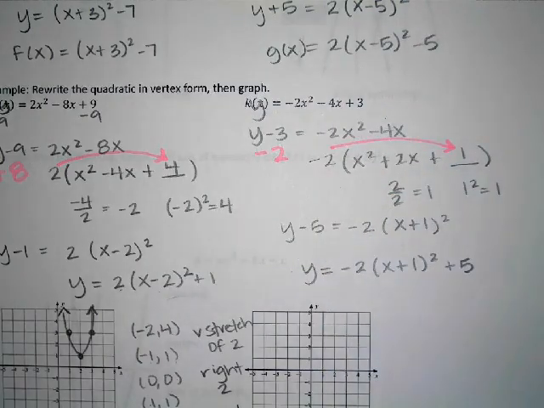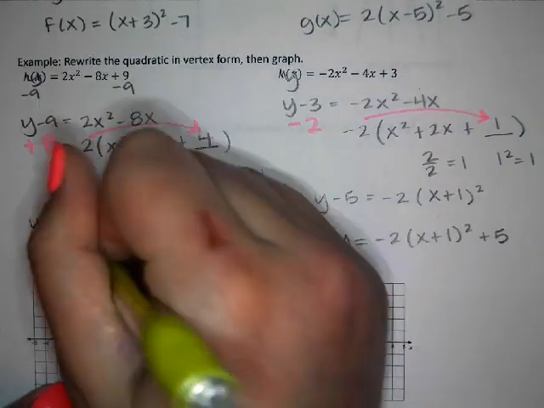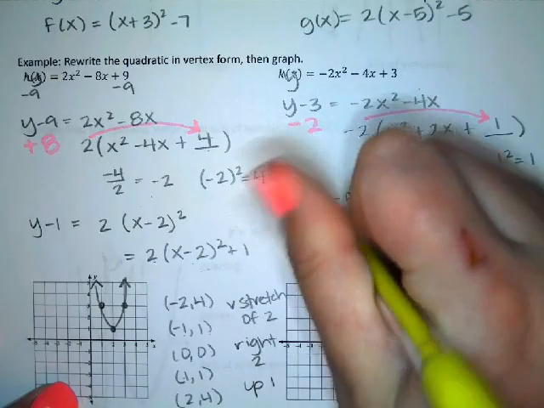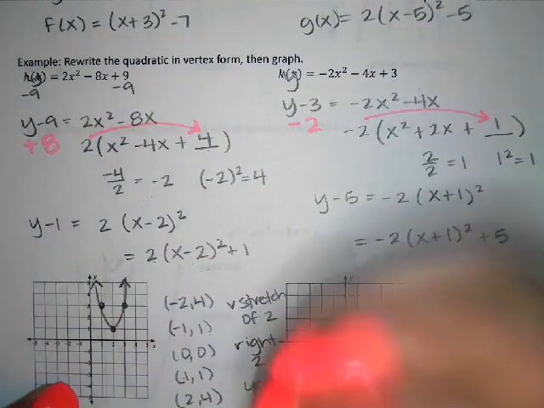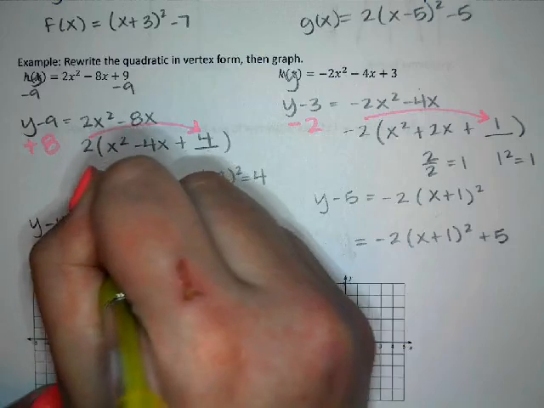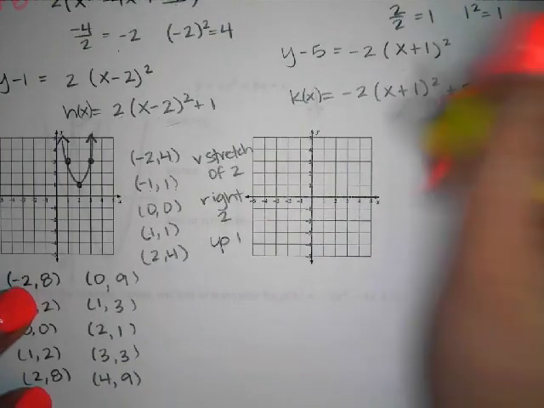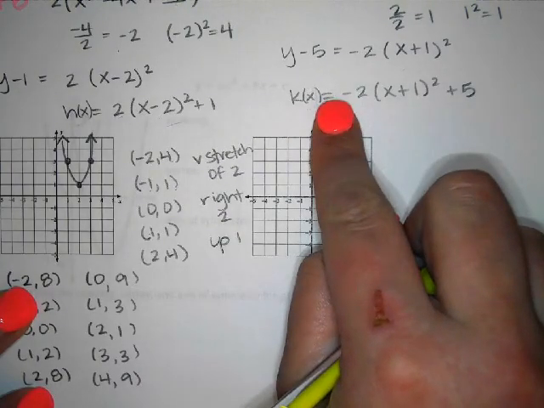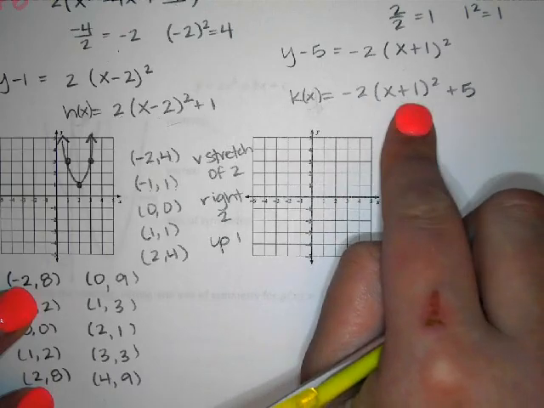And for each of these, technically, I should be rewriting this as h of x and k of x. Okay. So for our transformations, we've reflected over the x-axis, vertical stretch of 2, left 1, up 5.